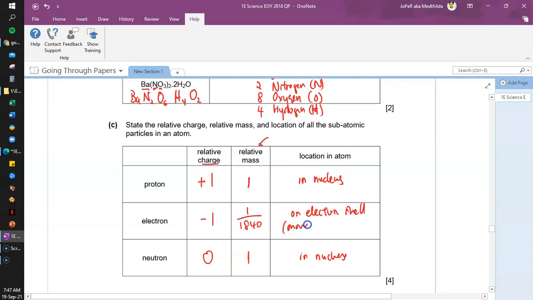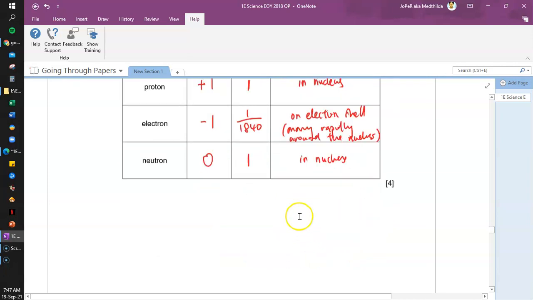It keeps moving rapidly around the nucleus. Right, this is whatever is currently in your syllabus. Actually, if you read up a bit more, electrons are a bit more complex than just moving around the nucleus or just on the electron shell itself.